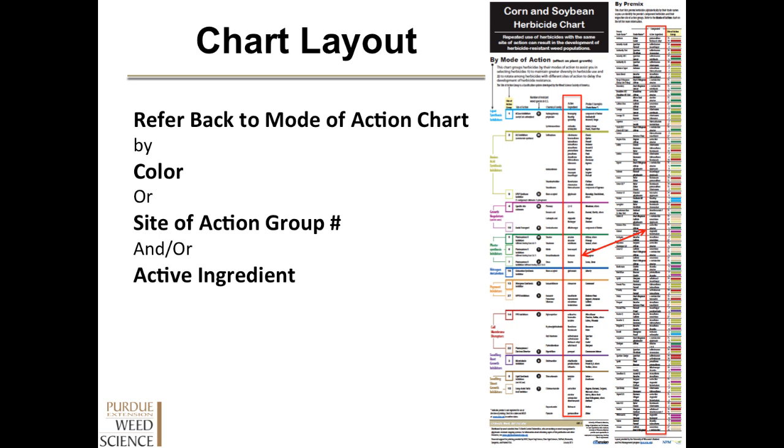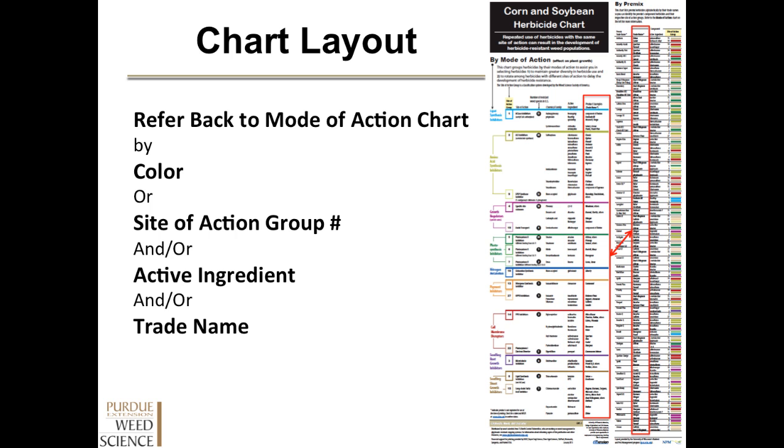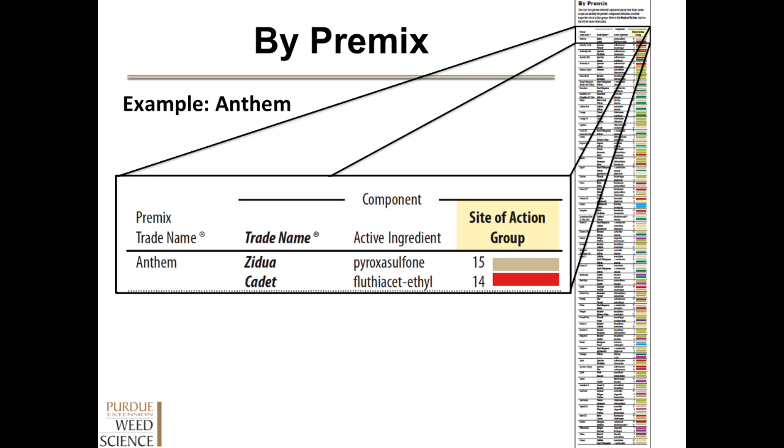You can also do it by active ingredient. Active ingredients of the component, okay? This won't be nearly as fast, but you can link them that way, as well as by the trade name. So there are several different ways you can link these together, again, by using the colors or just the site of action group numbers themselves. The site of action group numbers are probably going to be the quickest way to link back and forth between these two charts.